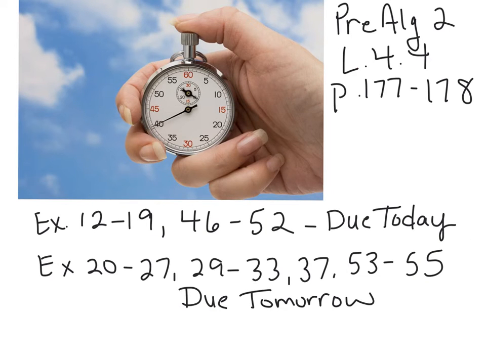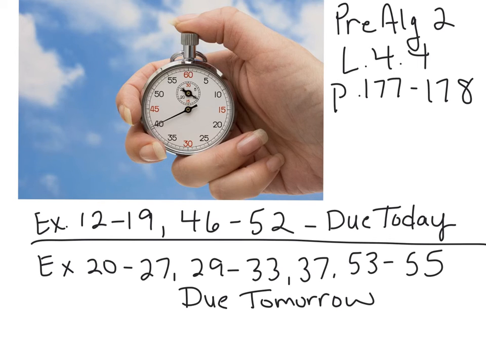Okay, Pre-Algebra 2, Lesson 4.4. The exercises are on pages 177 to 178. Your assignment today, this is a 2-day assignment. Your assignment today that needs to be turned in is numbers 12 through 19, 46 through 52. Tomorrow's assignment in class will be to do exercises 20 through 27, 29 through 33, 37, and 53 through 55.